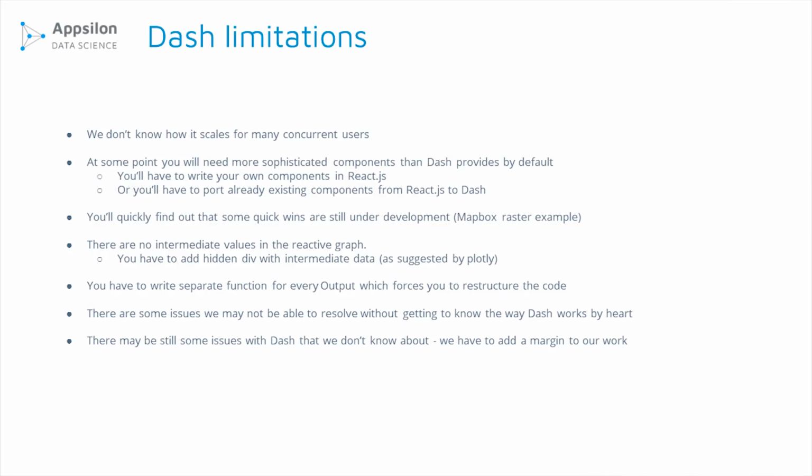All right, so I'm wrapping up. No intermediate values that I told you about, separate output functions, and basically there may be some issues where at some point we will have to learn how Dash works by heart in order to find out what is going on there. And there may be things that we may not know about yet about Dash. So this is still an experimental project for us to learn, to see where it goes.